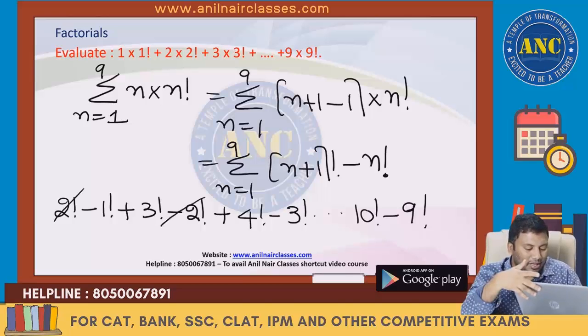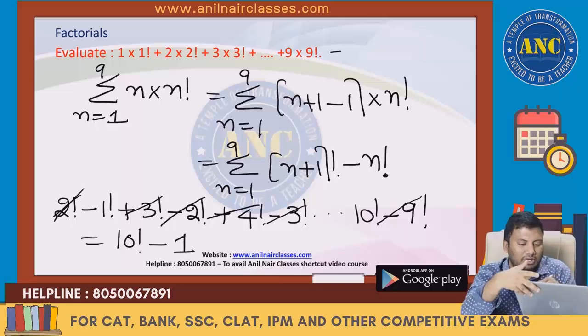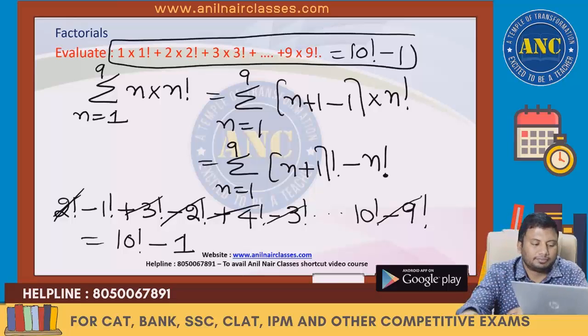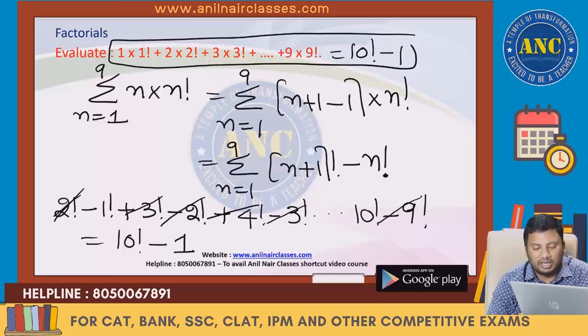So, a plus is preceded by a minus, and all are eliminated. Answer for this question is 10 factorial minus 1. Please write down. 10 factorial minus 1. Important series it is. n is replaced by n plus 1 minus 1. (n plus 1) into n factorial is (n plus 1) factorial minus n factorial.